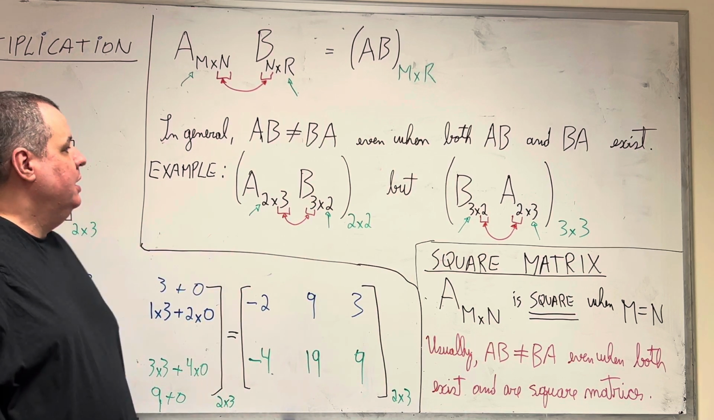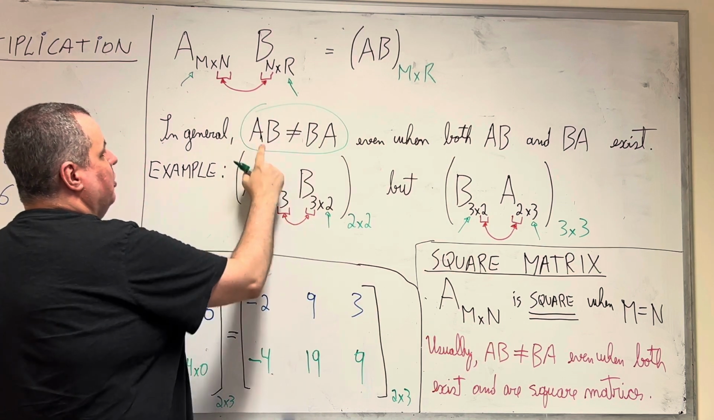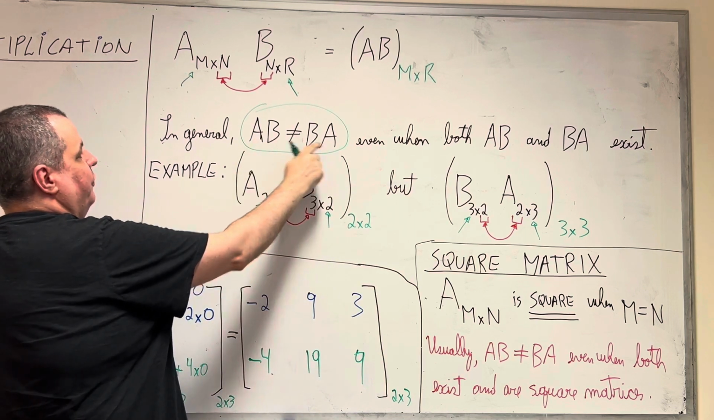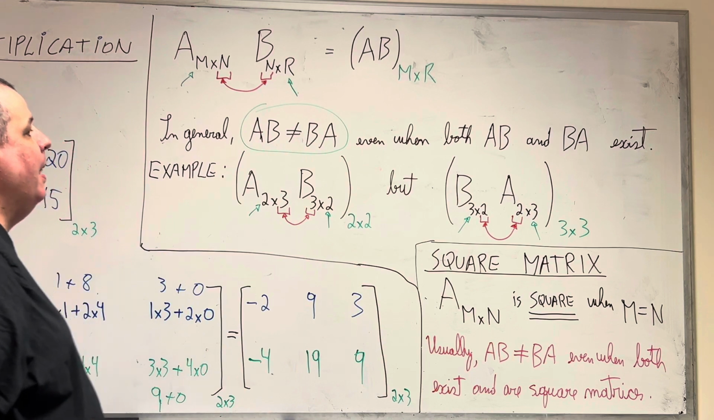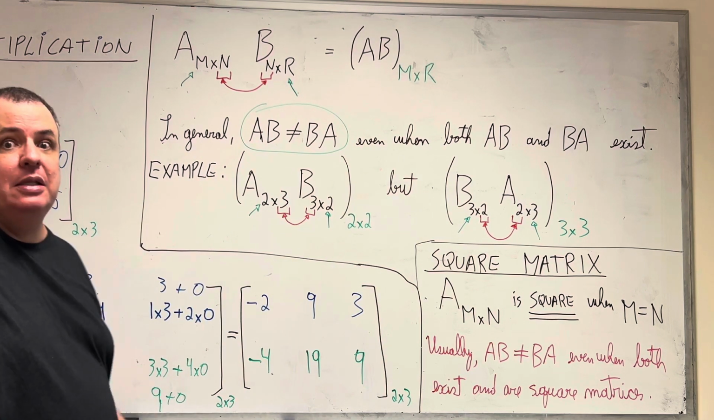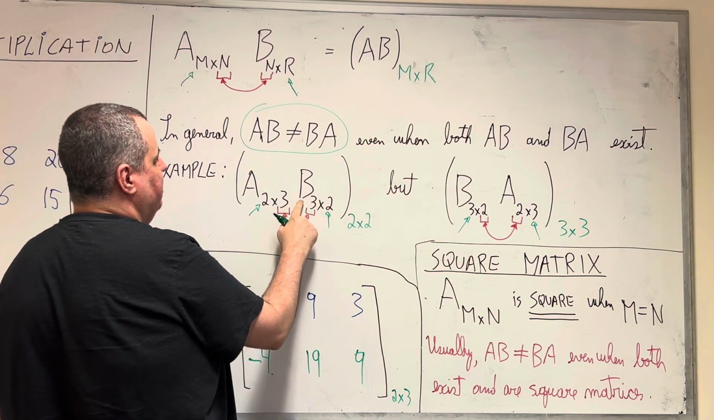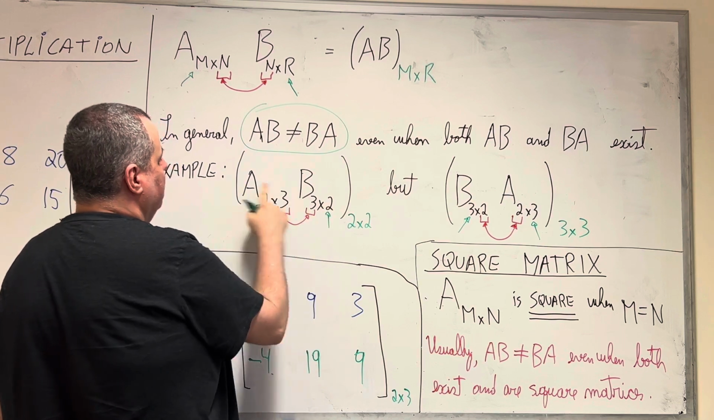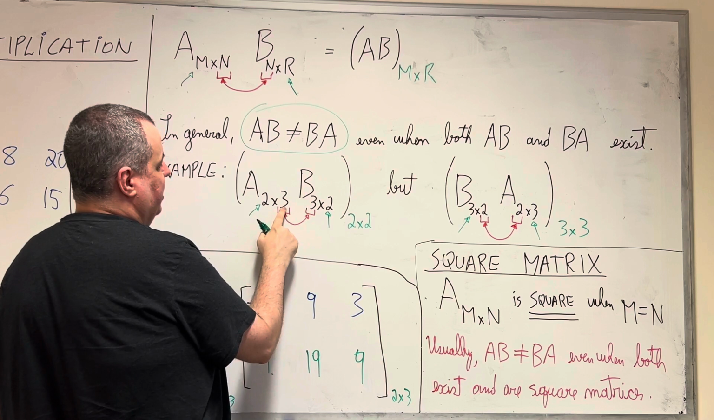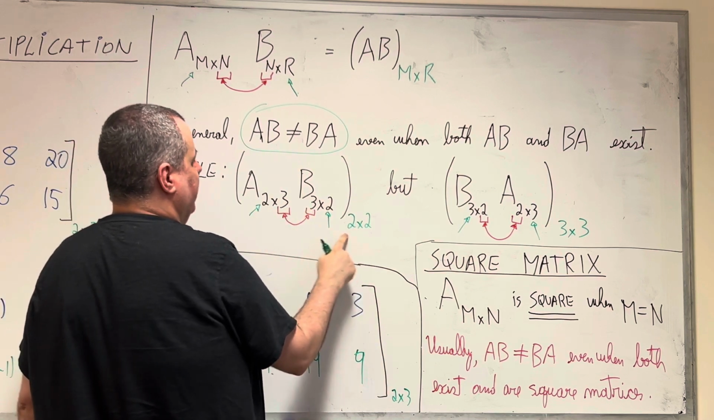AB in general is different than BA. Okay? This is important. Almost always AB is going to be different than BA. Sometimes you can calculate one of the products, but not the other. But even when both exist, the results might have completely different dimensions. For instance, if A is a 2 by 3 matrix and B is 3 by 2, can you multiply AB? A on the left, B on the right? Yes, because this number is equal to that. The result, of course, is going to be a 2 by 2 matrix.